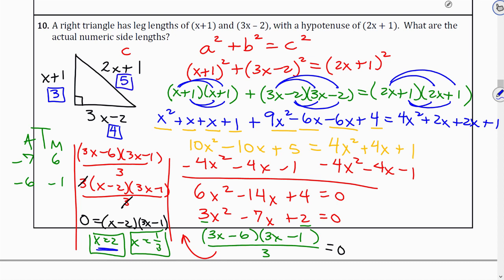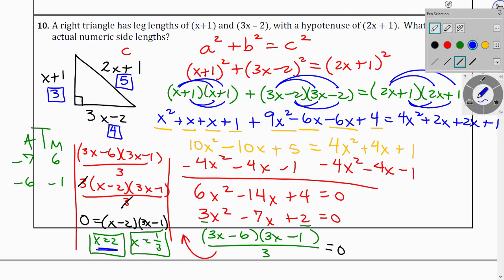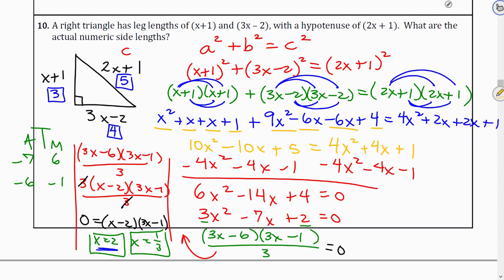Okay, but the one that also works, I'm going to put that down there just for fun, is 1/3. So 1/3 plus 1 is 4/3. And 1/3 times 3 is 1, minus 2 is -1. So this is an extraneous solution because I can't have lengths that are negative. So the answers are 3, 4, 5, which works since 3 squared plus 4 squared is 5 squared.